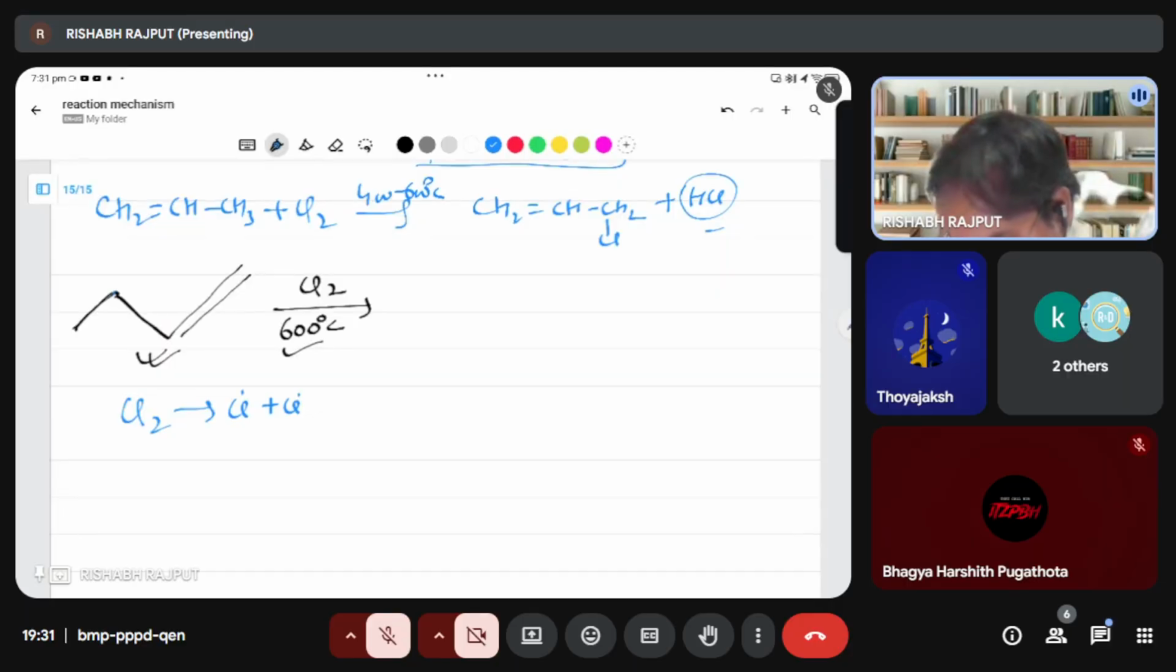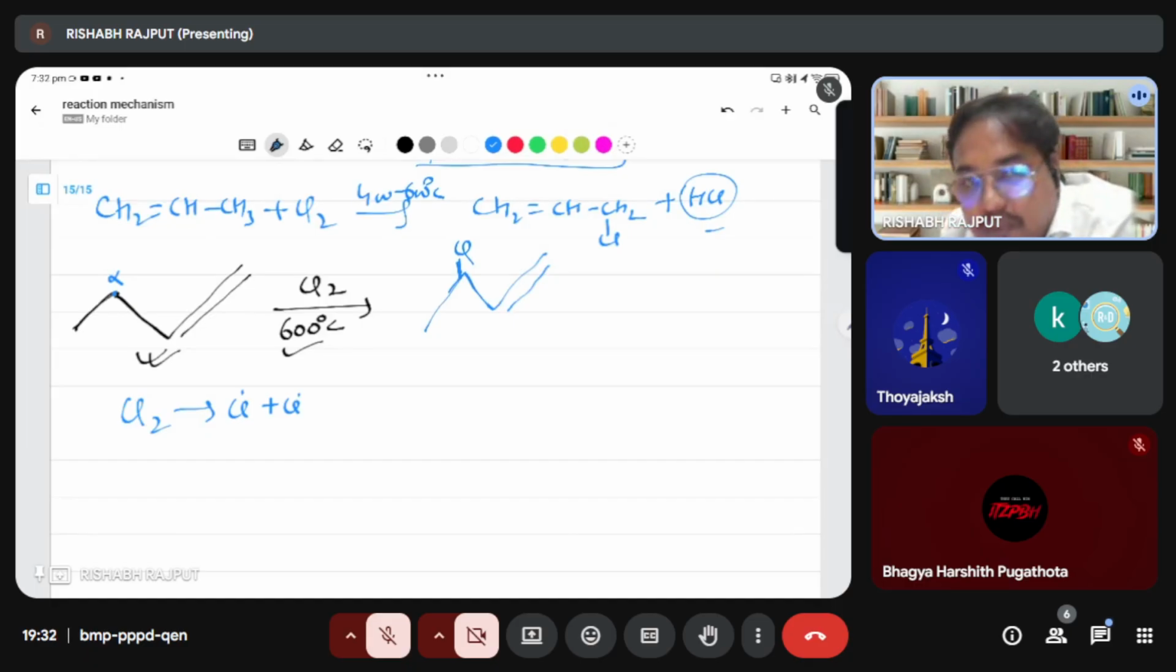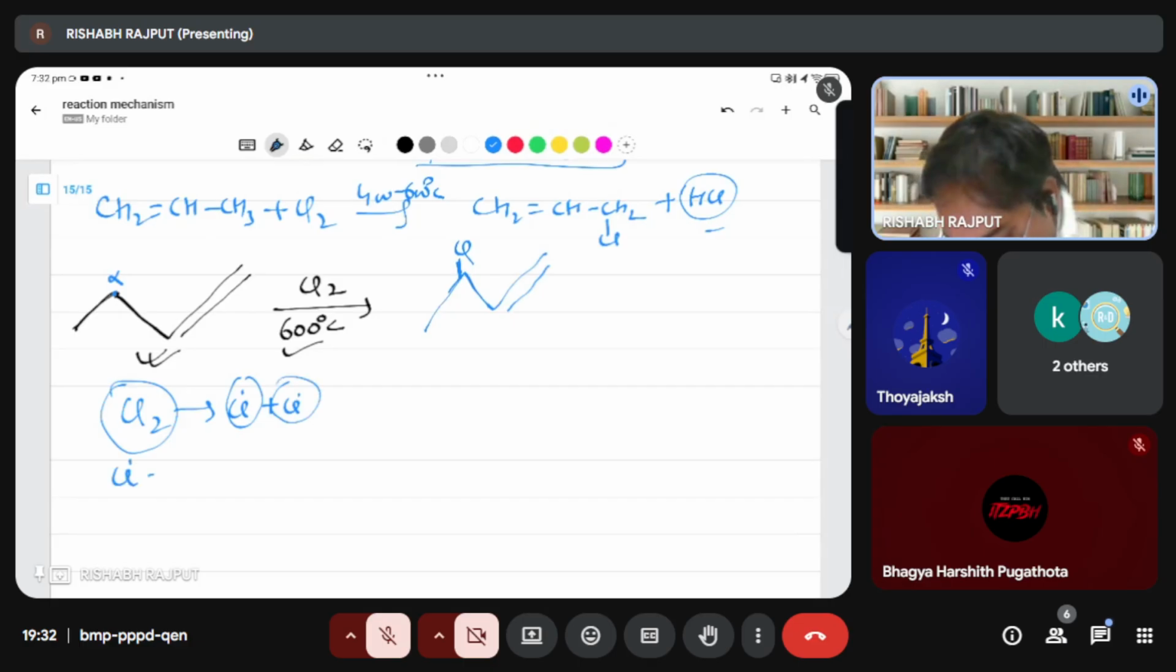Look, this carbon is an alpha carbon. According to the mechanism, according to the reaction, chlorine will come on this carbon. There is no problem here. But one more product also forms. How? Because chlorine will break into a free radical chlorine group, and this chlorine will go towards this.